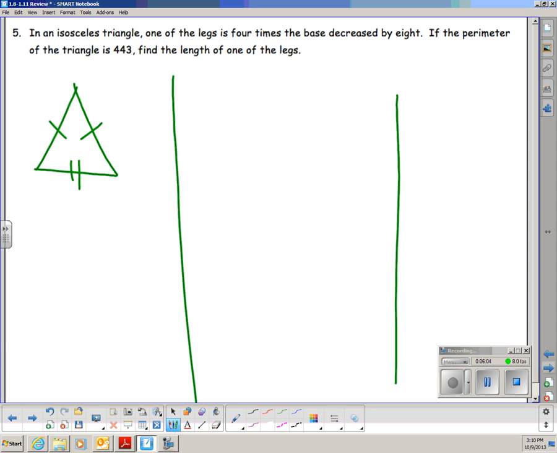4 times the base is 4 times x decreased by 8. I decrease this, I subtract by 8. That is going to be one of the legs. And the thing that comes at the end, they're referring to the base, that's your x.